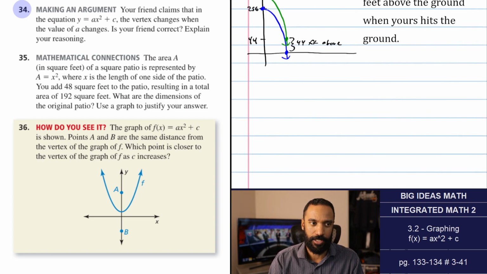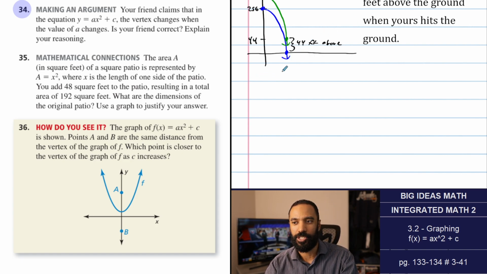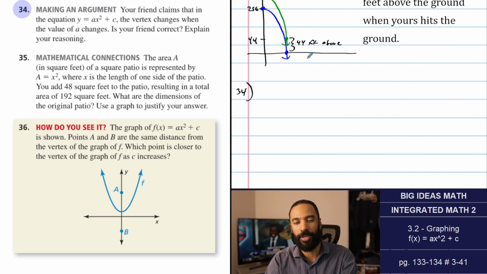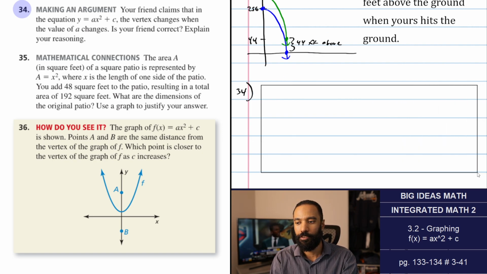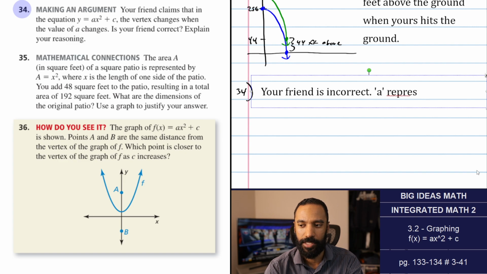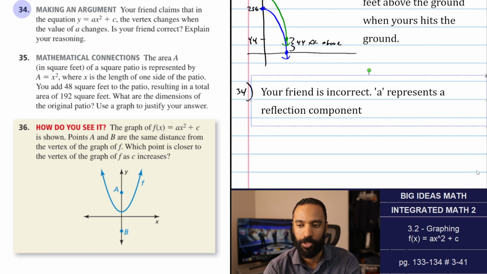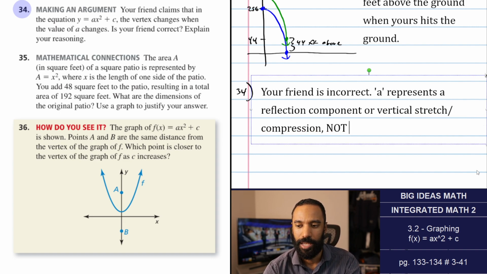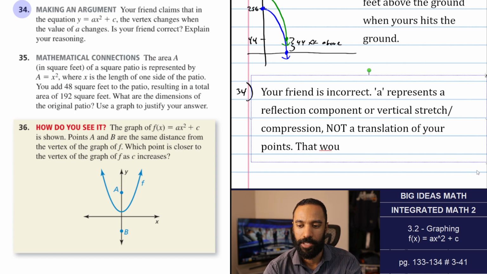Your friend is incorrect. A technically happens before c. So let's see how I want to explain this. I can say it out loud, but I'm going to say the same things here. Your friend is incorrect. A represents a reflection component or vertical stretch or compression, not a translation of your points. That would be regarding c.